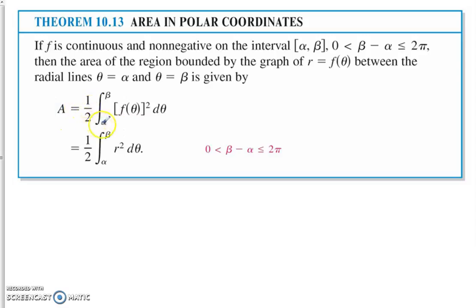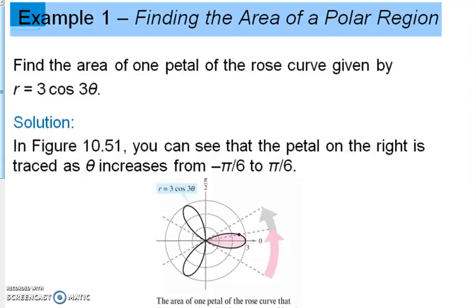It is simply 1/2 times the integral from alpha to beta of f of theta quantity squared, or if we know that r is equal to f of theta, 1/2 integral from alpha to beta of r squared d theta. So again, circle it, put something in mind to remember what that was. So let's take a peek at that.